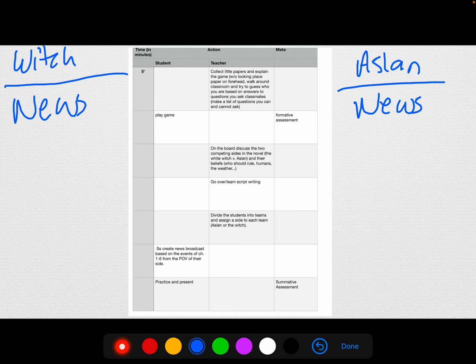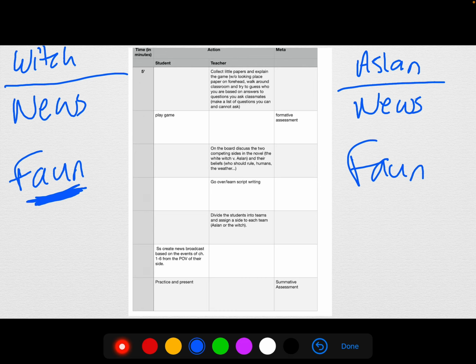The summary that I would have done with the students earlier, where we went over what happened, that's the news. So if you're on the witch's side, how do you talk about Edmund and Lucy coming into Narnia? How do you talk about Mr. Tumnus the fawn? If you're on the witch's side, Mr. Tumnus is kind of a bad guy because he hid Lucy. And if you're on Aslan's side, the fawn is a hero.